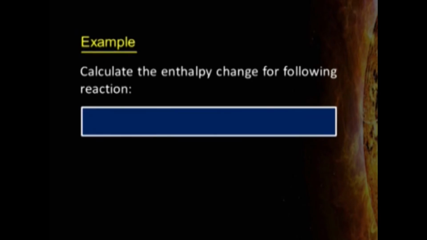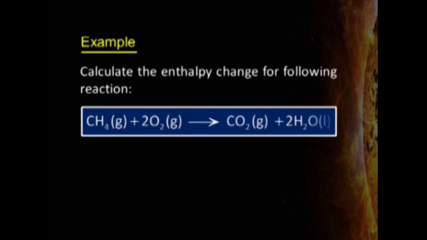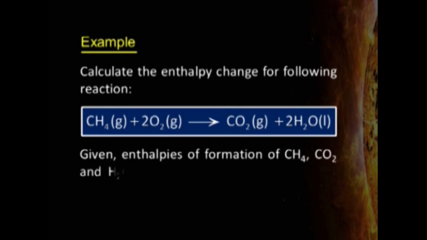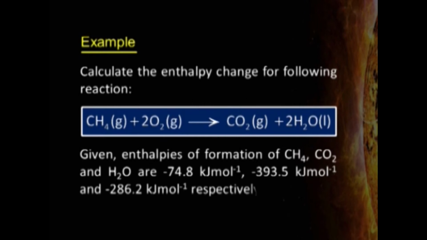Now we are going to discuss an example to calculate heats of formation and heats of reaction. Calculate the enthalpy change for the following reaction: CH4 gaseous plus 2O2 gaseous gives you CO2 gaseous plus 2H2O liquid. Given that enthalpies of formation of CH4, CO2 and H2O are minus 74.8 kilojoules per mole, minus 393.5 kilojoules per mole and minus 286.2 kilojoules per mole respectively.